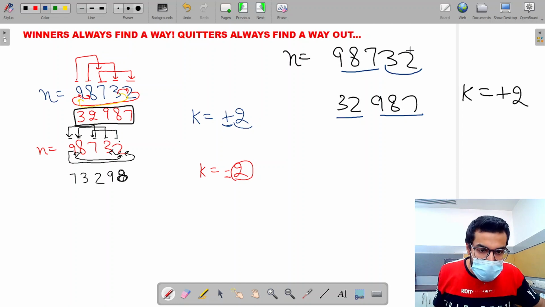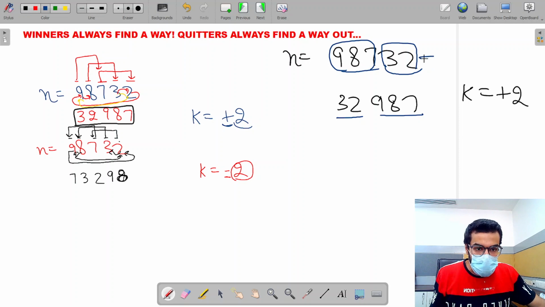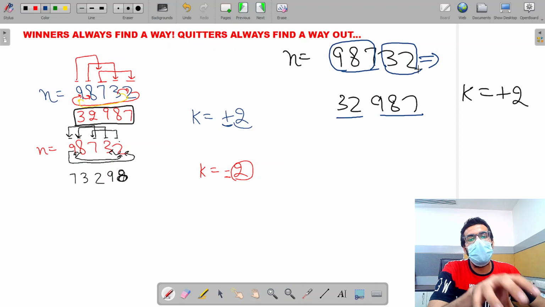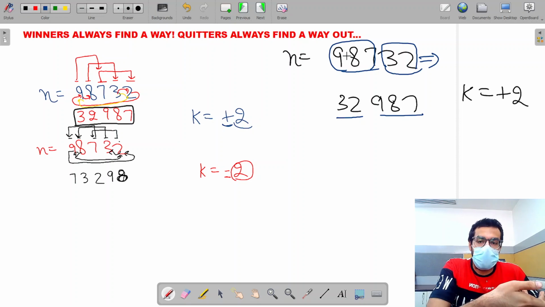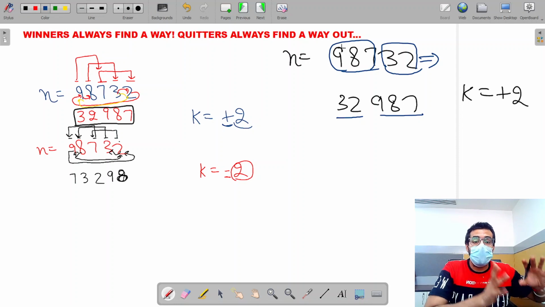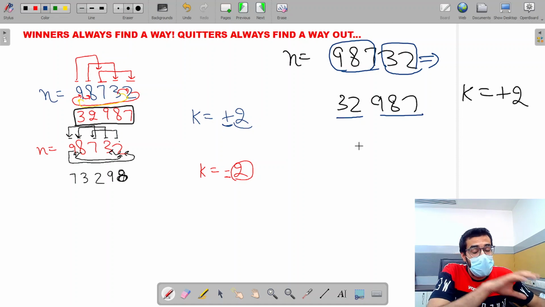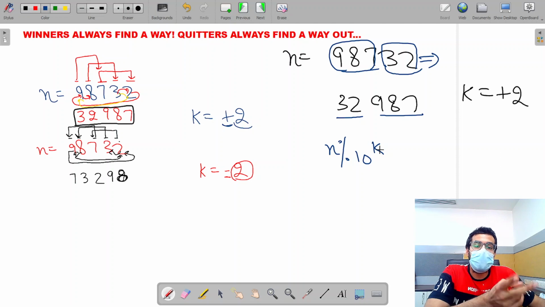The thing is that I want to separate this 32 and this 987. What I want initially is this 32. So can I say that this 32 can be handled with the help of a remainder? And I want 2 digits as it is in the remainder, the 2 digits from the end. As we have already covered in the last videos, when I divide a number n by 10 to the power k, then I get k digits in the remainder.